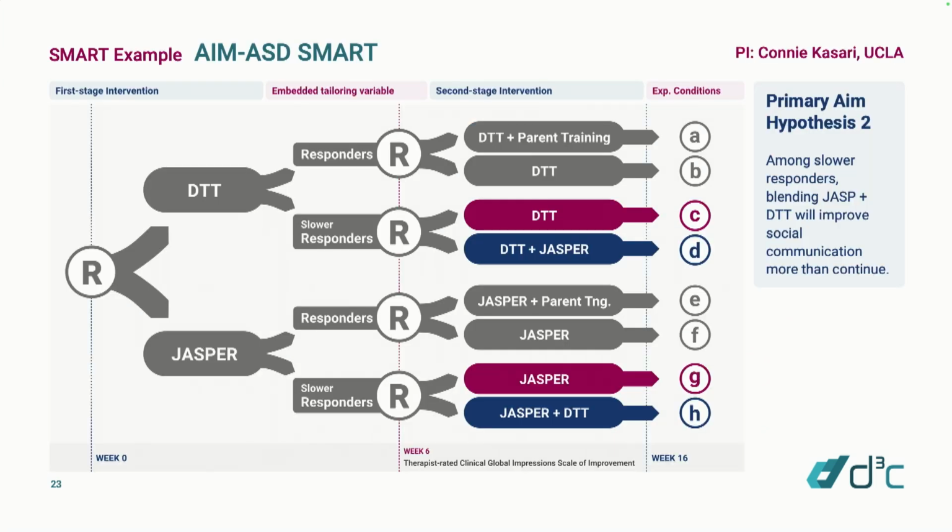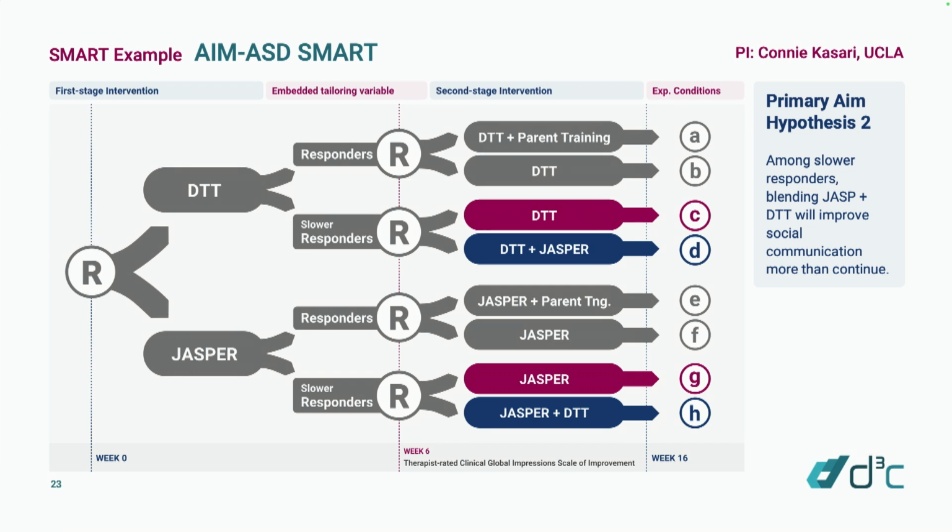So for example, primary aim hypothesis 2, among the slower responders, we thought blending will improve more than staying the course. So we would compare H and D, which is the tactic of blending, versus C and G, which is the tactic of staying the course. Everybody see that? That was a second question. And then I don't think I'm showing you the other one. The other one is like, what do I do with responders, okay? So A and E versus B and F, okay?